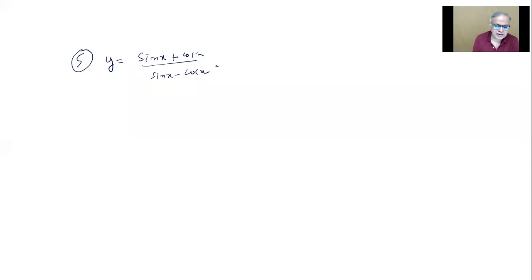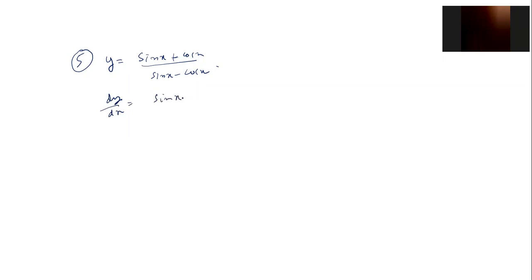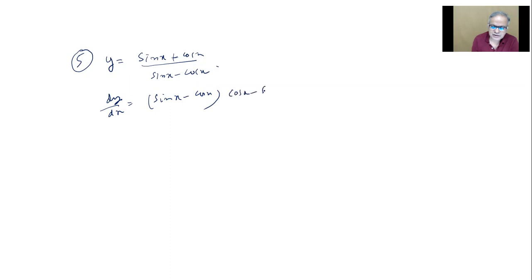Right, Sri Ram, tell me. Sin x minus cos x, this is the denominator, into derivative of the numerator. Cos x minus sin x. Right. Straight away we can write, if you understand once, minus sin x plus cos x.